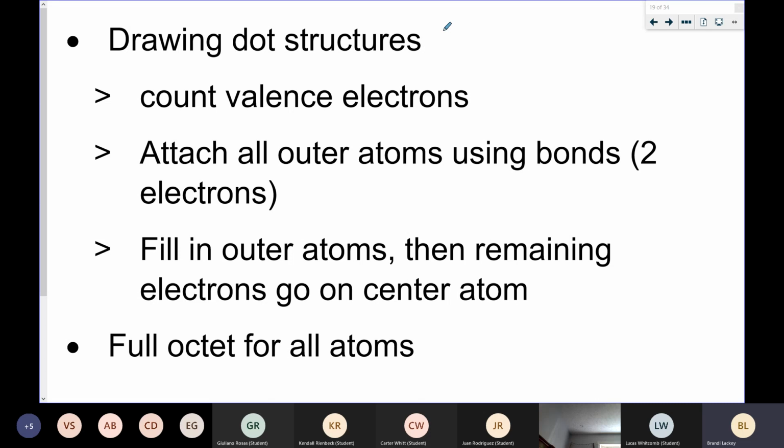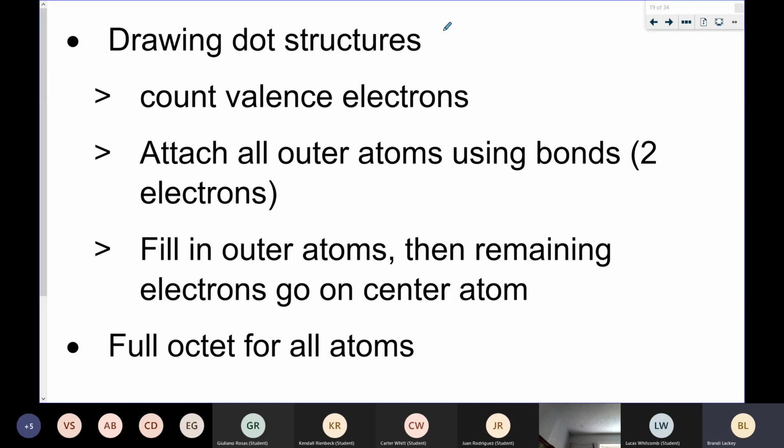So we're going to add up the total number of valence electrons in our structure. Whatever is listed first goes in the middle, with the exception of hydrogen. We're going to attach all of our outer atoms to the center atom using bonds, and remember that a bond is equal to 2 of your electrons. Then we look at our outer atoms and fill their octets. Everything wants to have 8 valence electrons, except for hydrogen and helium that only want 2. Once we've filled all the outer atoms, if we have leftover electrons, they're going to get dumped on the center atom.